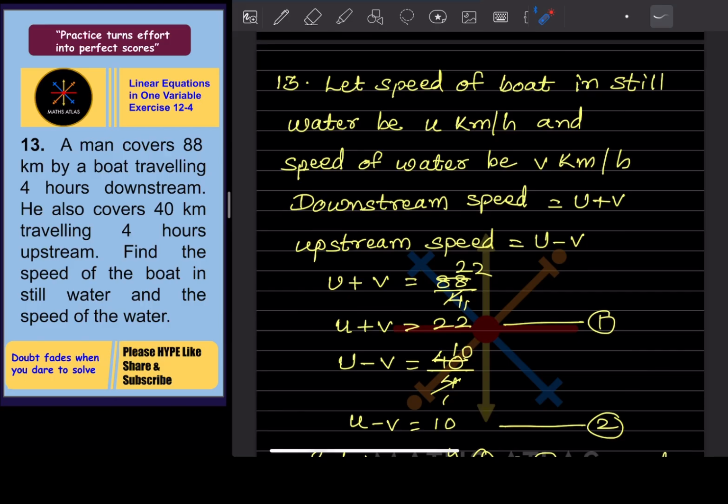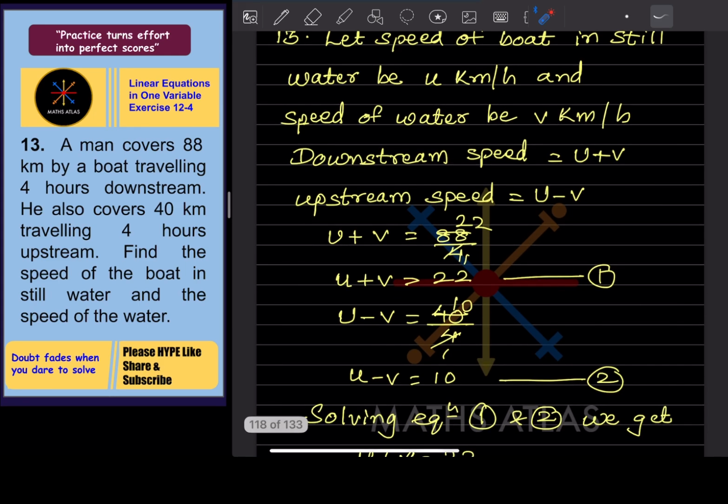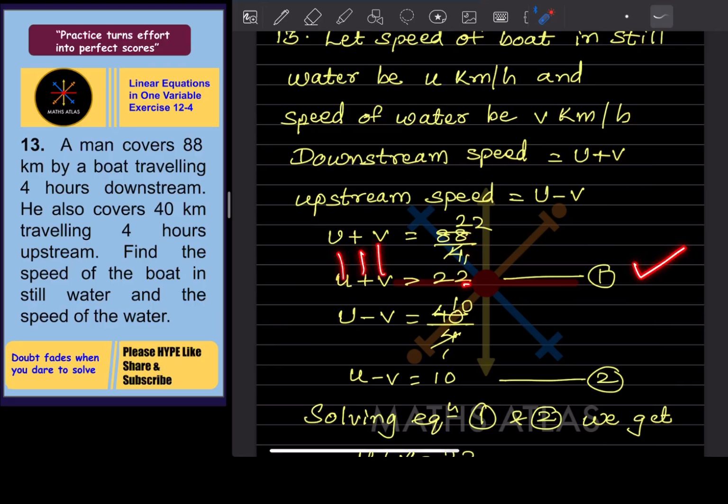A man covers 88 km by boat traveling 4 hours downstream. So u plus v is going to be 88 kilometer, and the time is given as 4 hours. Now you know the speed is always calculated in kilometer per hour, so this should be divided by 4. So 88 divided by 4, hope this is clear to you, is going to be 22. So u plus v is 22. This will be equation number 1.